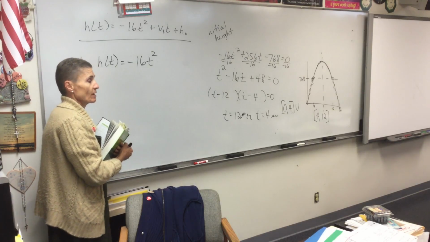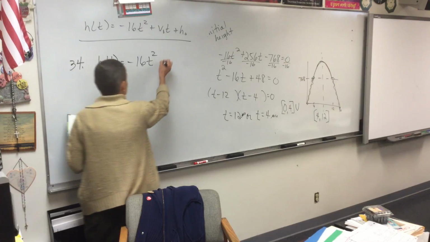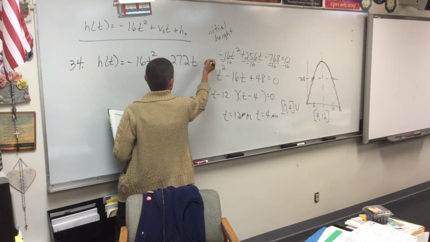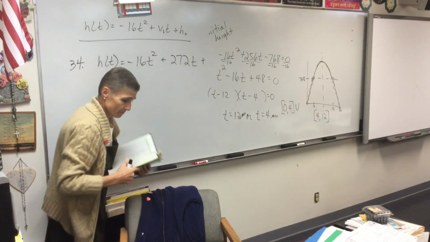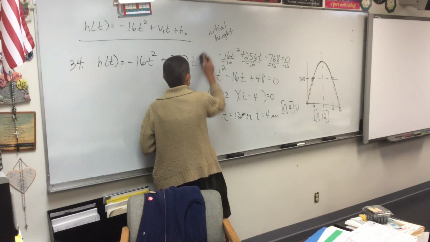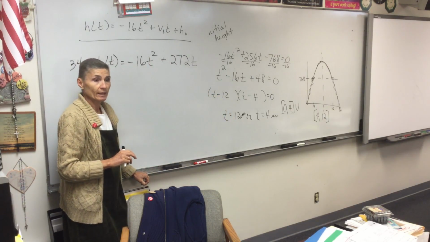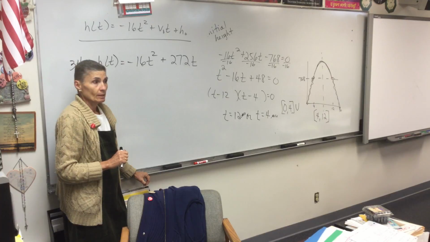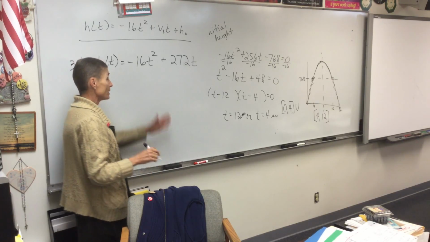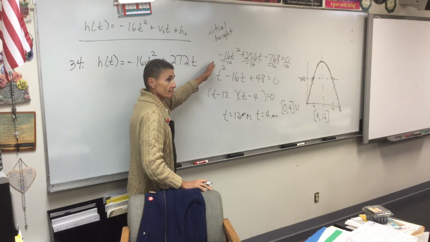Now, what's the rest of my equation going to be? Plus 272t plus 0. I wouldn't even put that on there. I just leave that off. Again, we are throwing from ground level. Understand that if we were throwing from the top of the school building, we'd have a plus 30 or something on the end, however tall the building was.